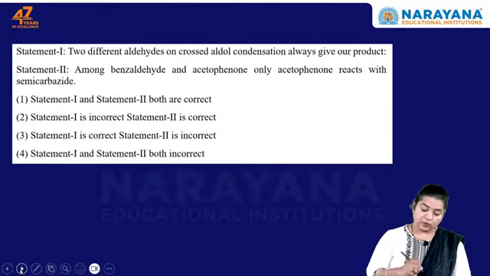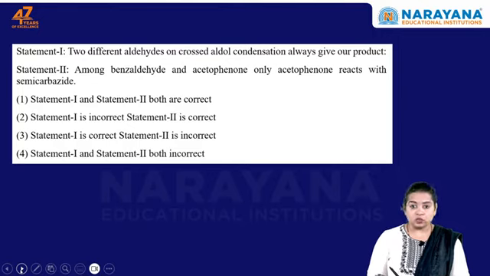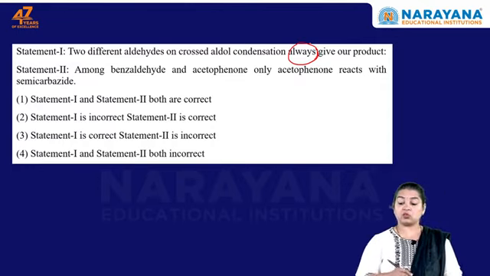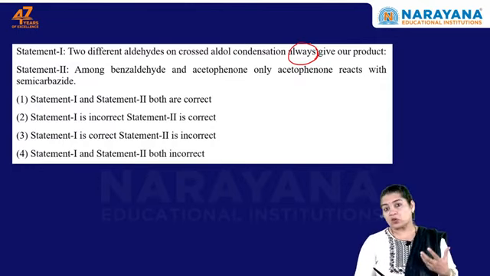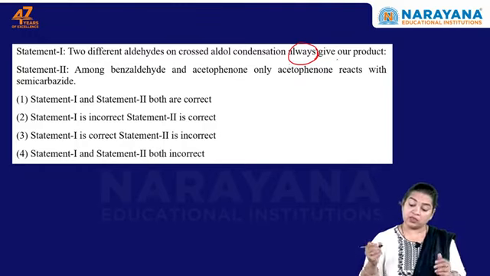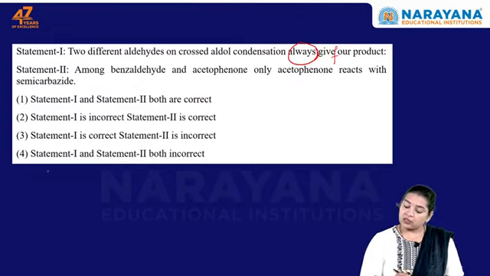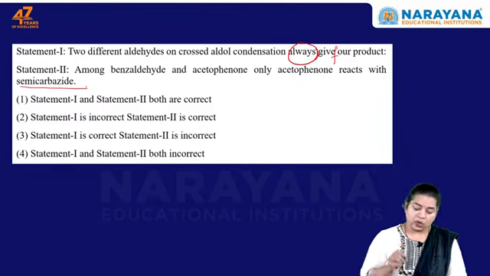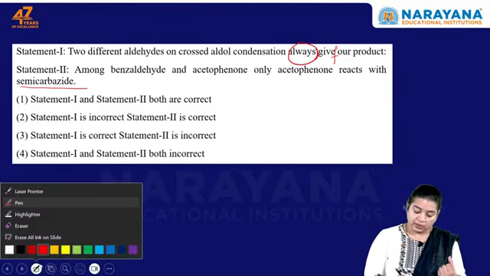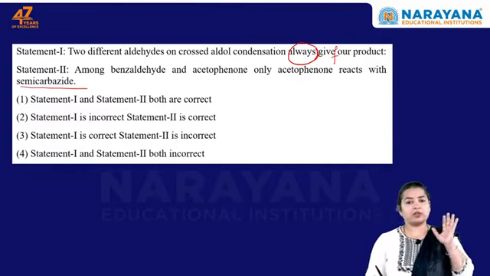Okay, let us move to our next question. Two different aldehydes on crossed aldol condensation always give, always. In chemistry, such words which are very emphatic, like always, never, are to be taken care of. And always give, it said, 4 products. Among benzaldehyde and acetophenone, only acetophenone reacts with semicarbazide. Okay, let us deal with one statement at a time. Now coming to the first statement, 2 different aldehydes on crossed aldol always give 4 products.